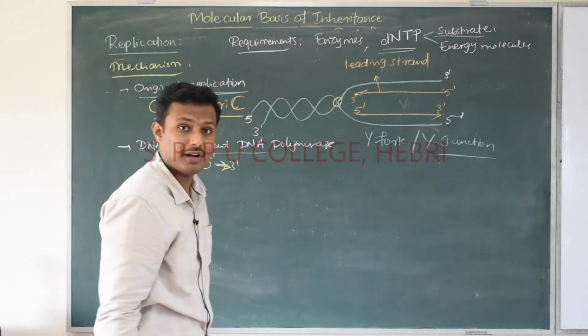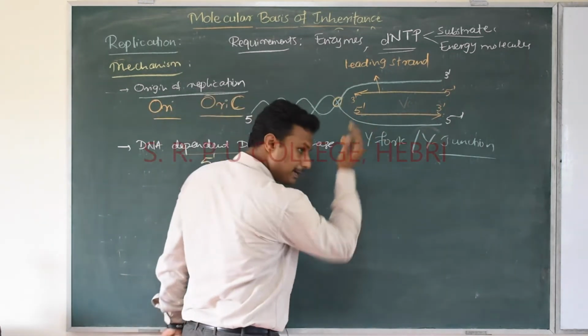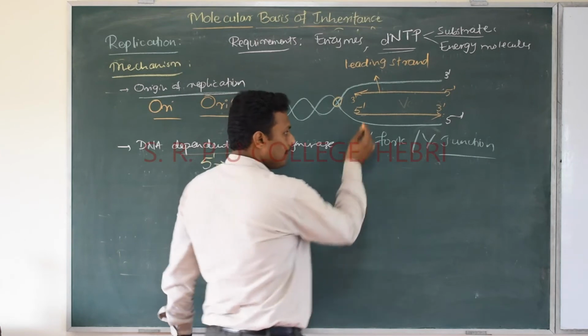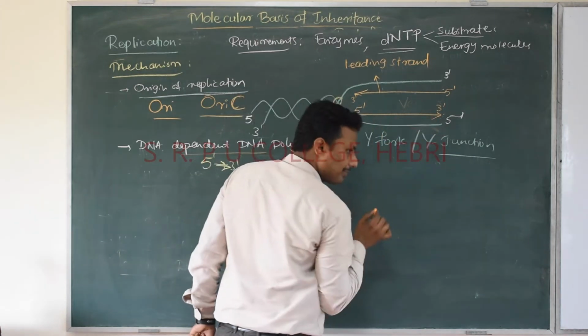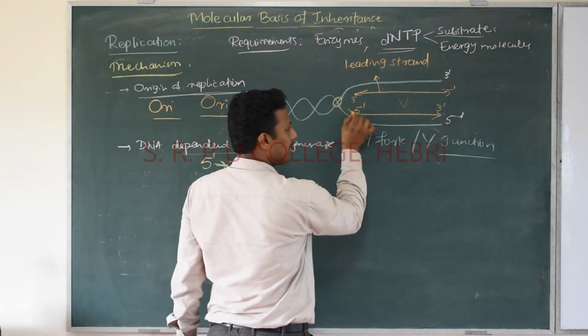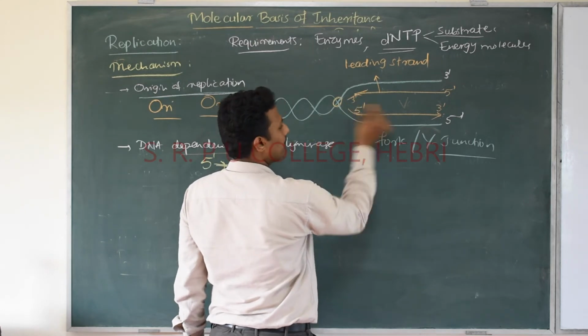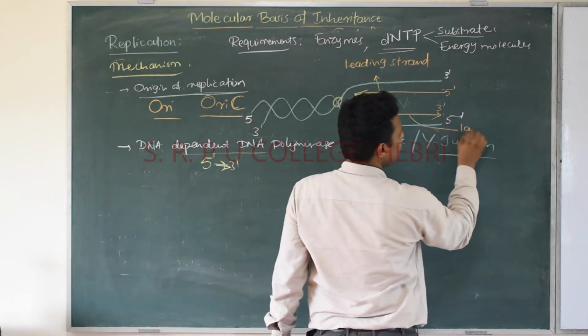The other strand, which is produced on the other parent template strand and is moving away from the point of origin of replication, what will that be called? It is called the lagging strand.